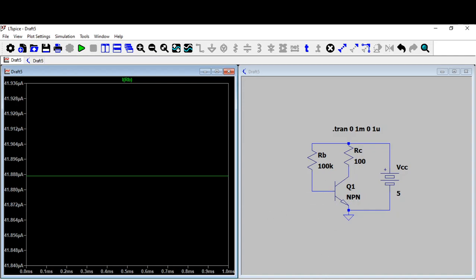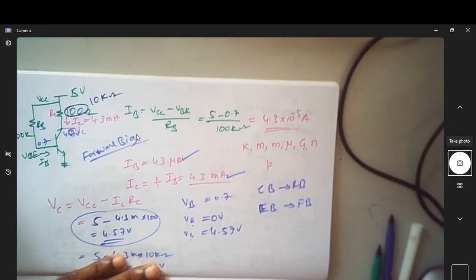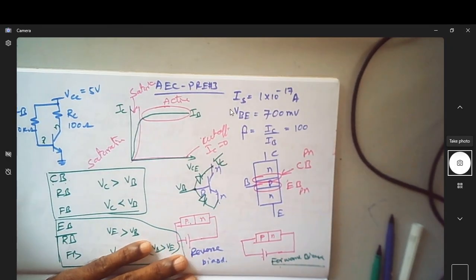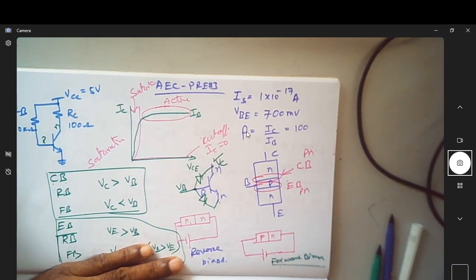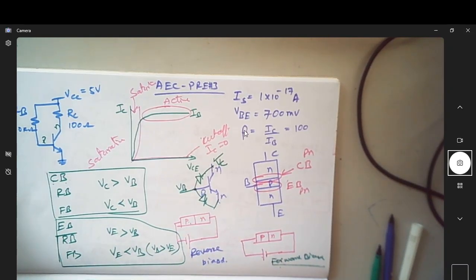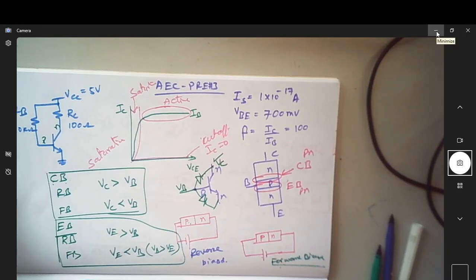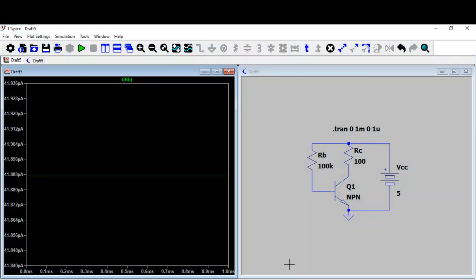If you can see here, this is a transistor that you have taken, but how about these specifications? In the specifications we said this should have an IS of 1 into 10 power minus 17, VBE is this and beta is this. Actually, for a transistor you cannot specify VBE. VBE is not a parameter that can be specified. The only things that you can specify are the beta factor and IS. So how do we specify that? Those things can be specified in the SPICE simulation by using a directive.